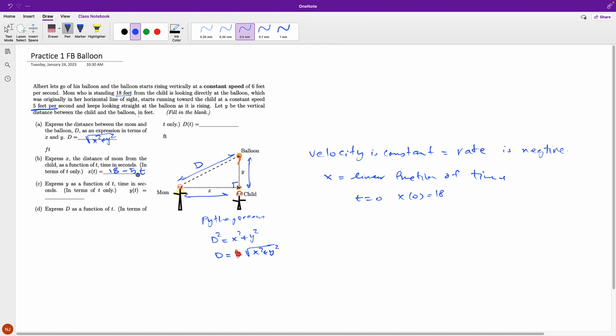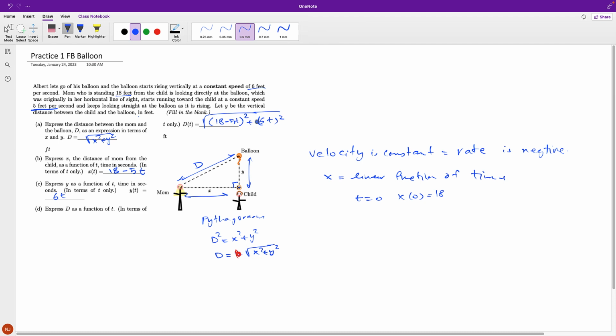Now, the next question is asking to express y as a function of t. The balloon is just rising, started from 0 down here, and the distance is increasing at 6 feet per second. So that's just 6t. Now express d as a function of t, in terms of t. I know how to relate d to x and y in the first part. Now I have to replace x and y by the functions of t they are. And so I get the square root of 18 minus 5t, which is x, to the power 2, plus y, which is 6t, to the power 2.